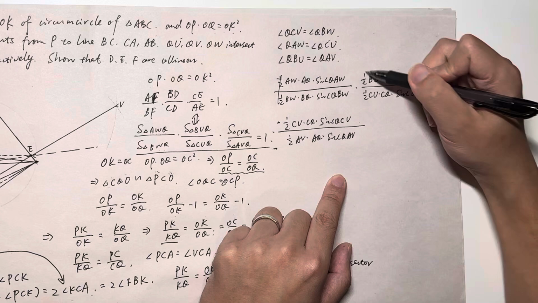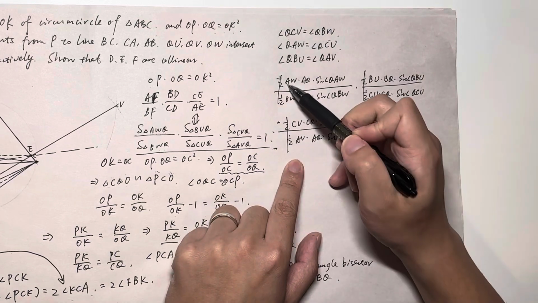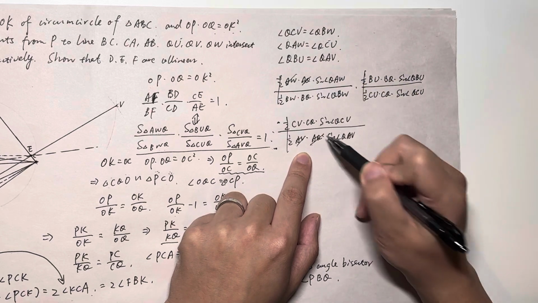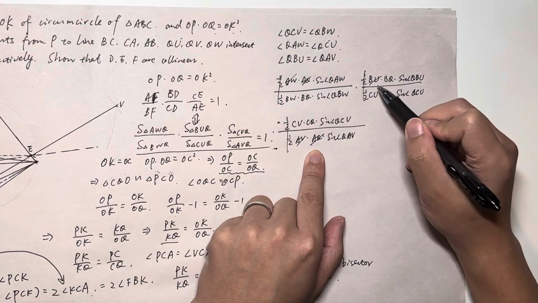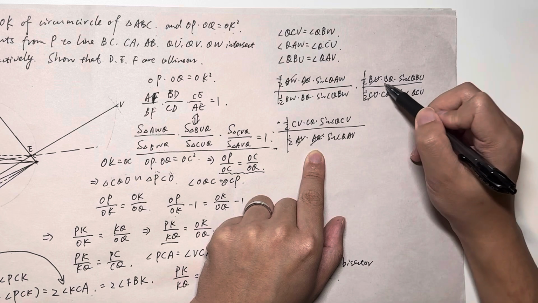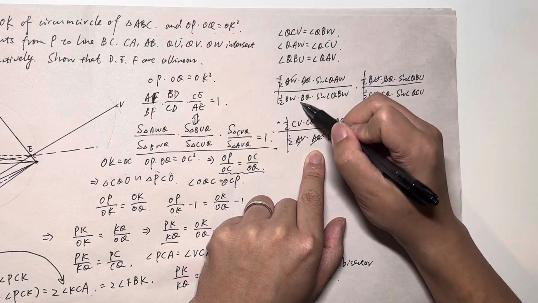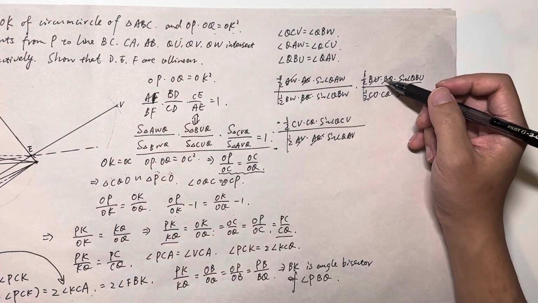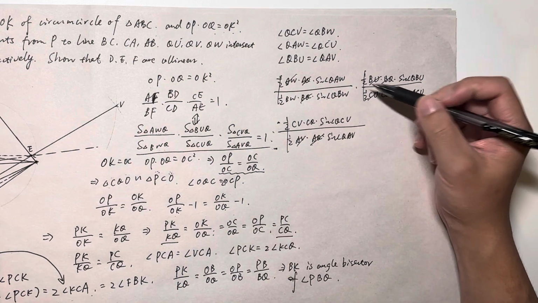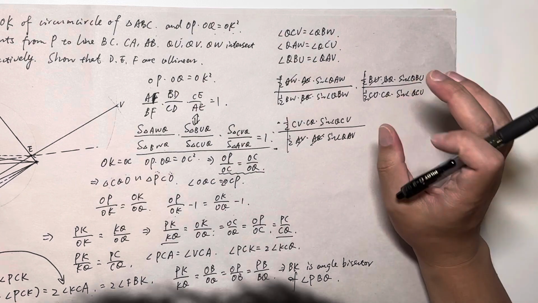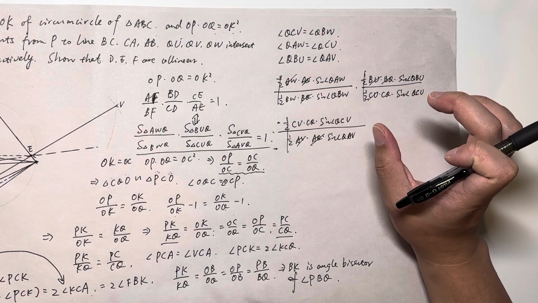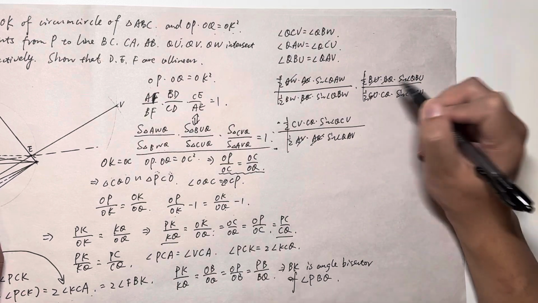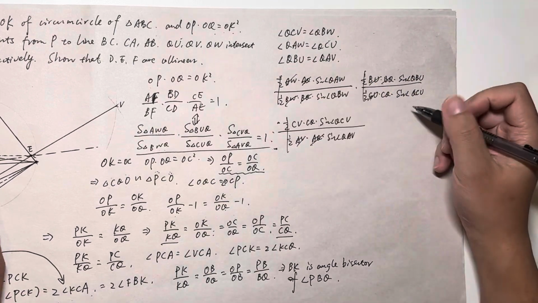And we know that AW equals to AV, AQ equals to AQ, BQ equals to BQ. BU, actually, BU equals to BW. Sorry, not here. BU equals to BW, right?